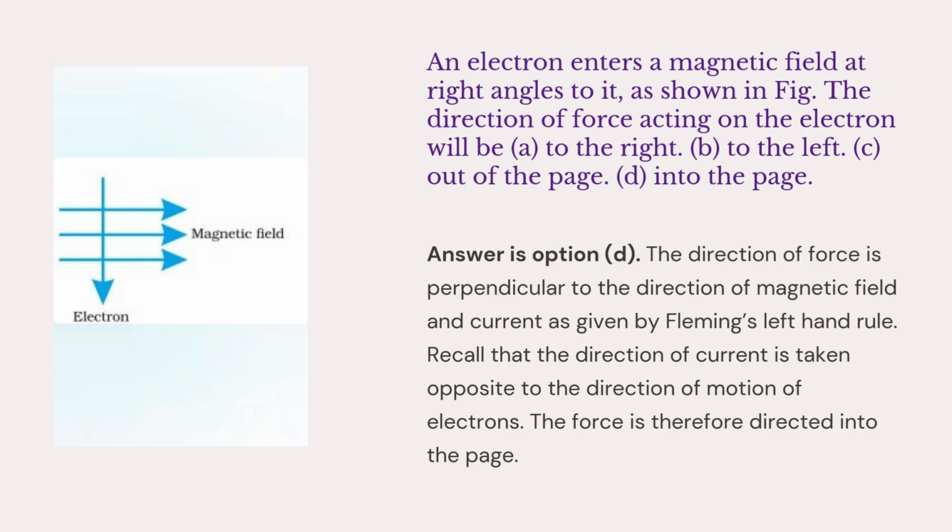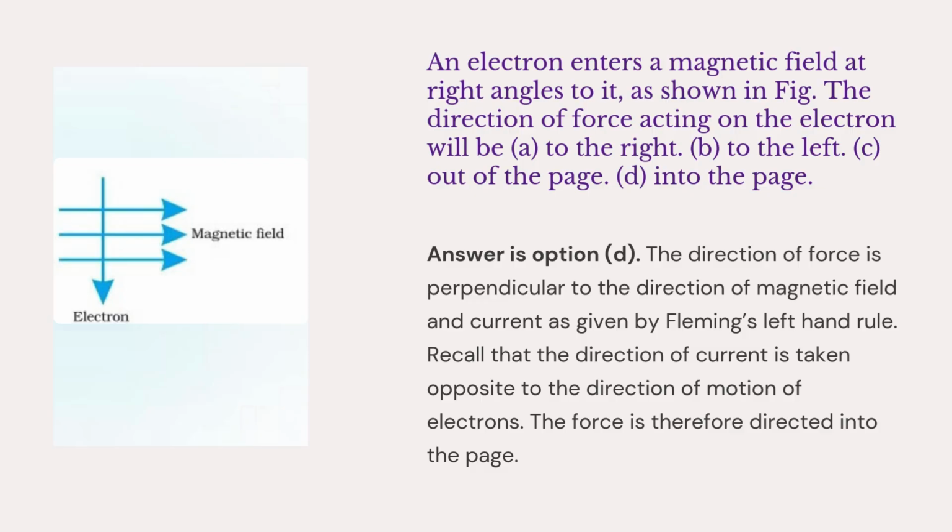Next question. An electron enters a magnetic field at right angles to it, as shown in the figure. The direction of force acting on the electron will be A. To the right, B. To the left, C. Out of the page, D. Into the page. Answer is option D.